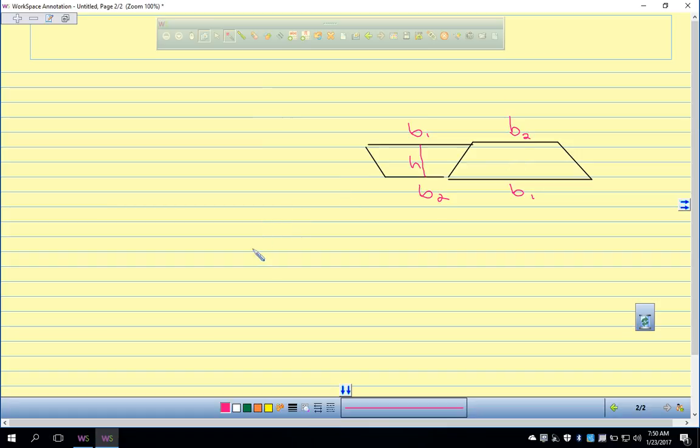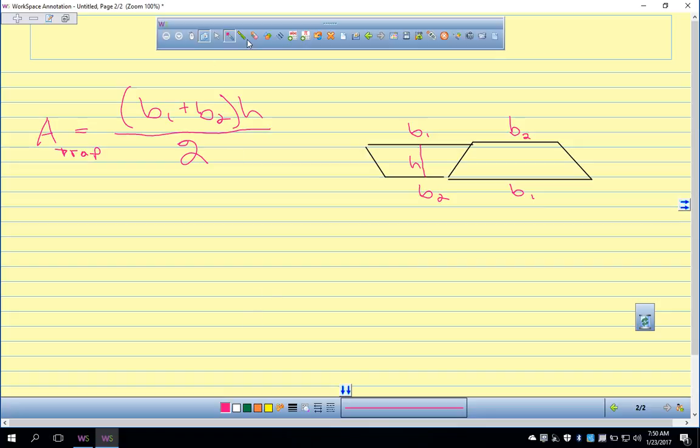So how would I find the area of this big parallelogram? I would take base 1 plus base 2, because that's the entire base of this parallelogram, times the height, right? But I just want one of those trapezoids, so what do I have to do to that? Divide it by 2, okay? So this formula right here gives you the area of a trapezoid. Basically, you take base 1 plus base 2, multiply by the height, and divide by 2. Have any of you guys seen that before?